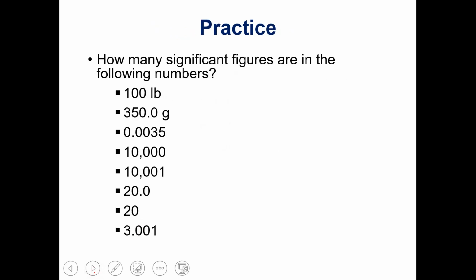So let's take a look at a few examples here. If we have the number 100 pounds, there's no decimal in this number, so those trailing zeros are not significant. So 100 pounds would only have one significant figure.